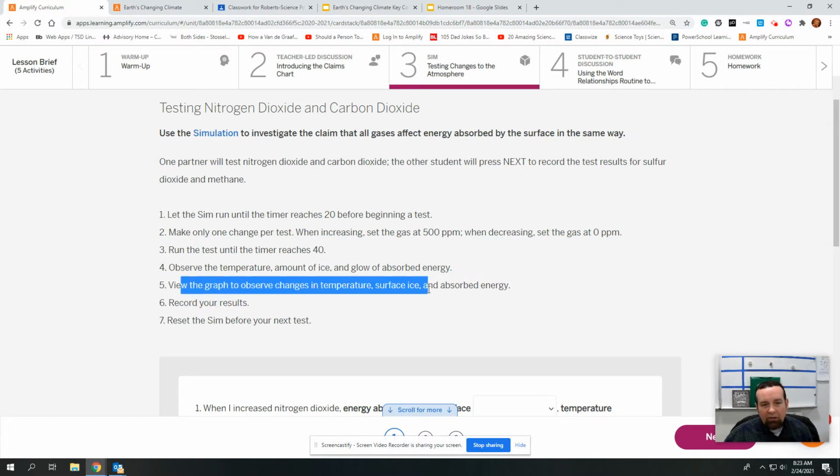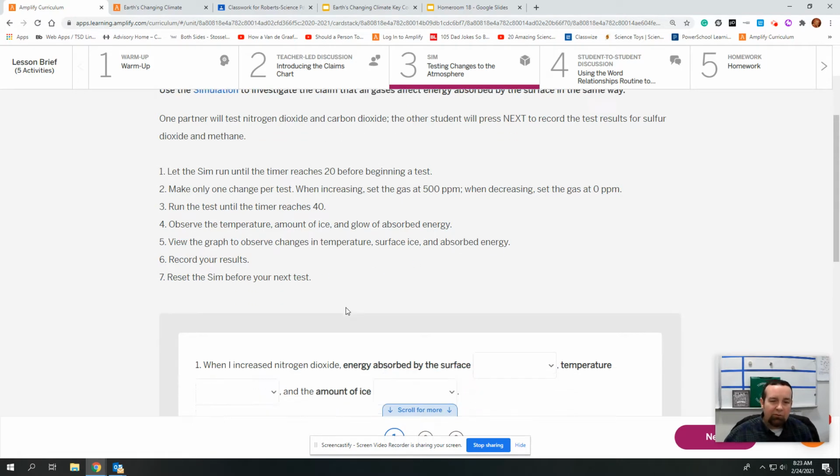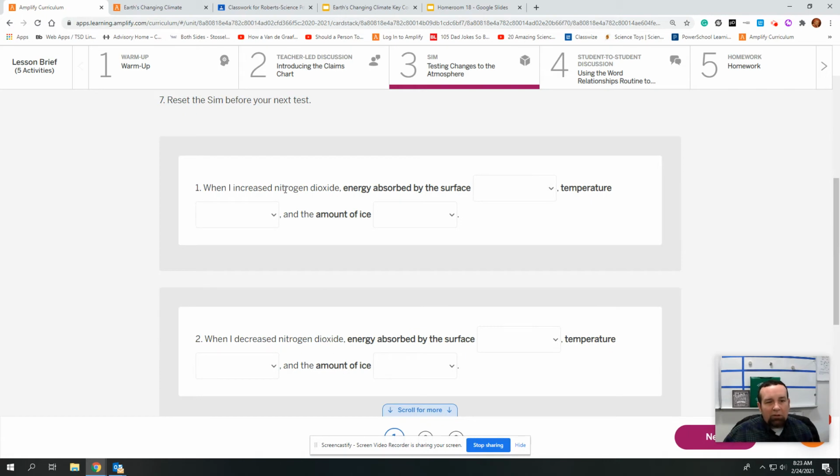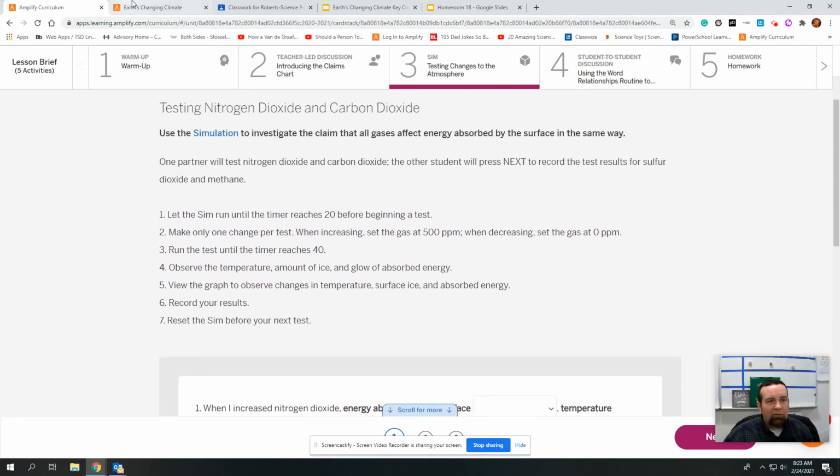There's a graph there. You want to take a look at the graph and look at the temperature, surface ice, energy absorbed, and record your results down here. So it looks like we're going to do nitrogen dioxide first, and when we increase it, the directions told us to crank it up to 500.